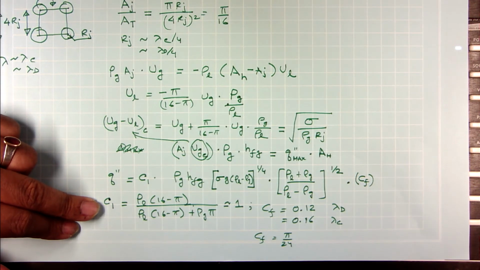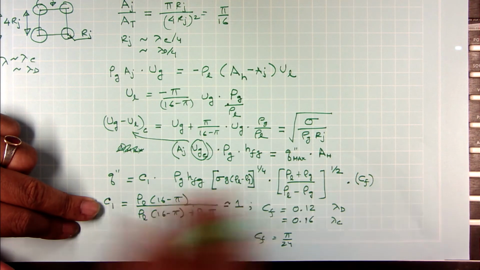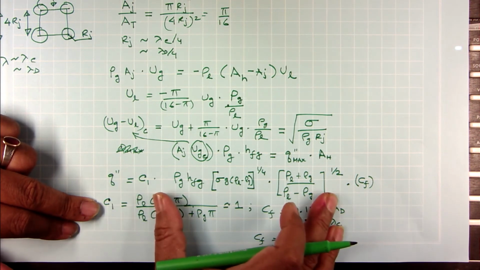So, that helps us figure out. In other words, I can write this equation, just put a pi by 24, this one goes to 1, and that is my maximum heat flux in boiling. Does that make sense? Okay.